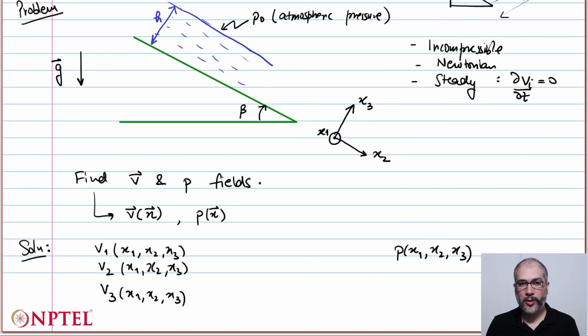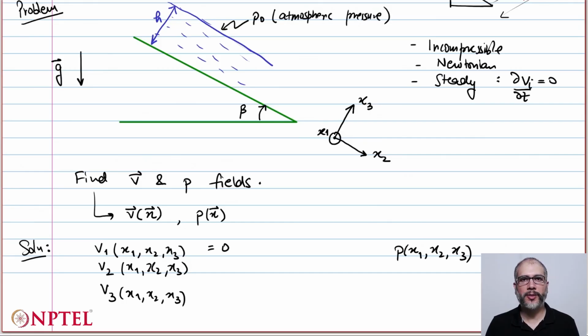Now since we know that the situation is symmetric along the x1 direction, that means V1 is 0, because due to symmetry, there's no reason for water to be flowing in the x1 direction. That is, it does not have any preference to flow in the positive or the negative x1 directions. So by that argument, V1 is 0.